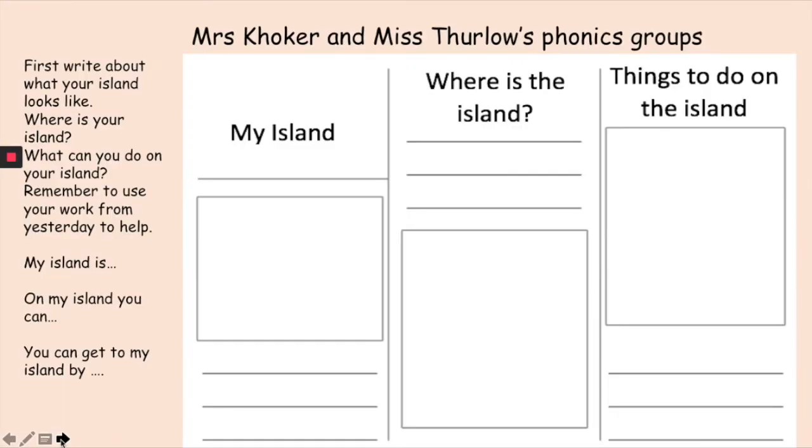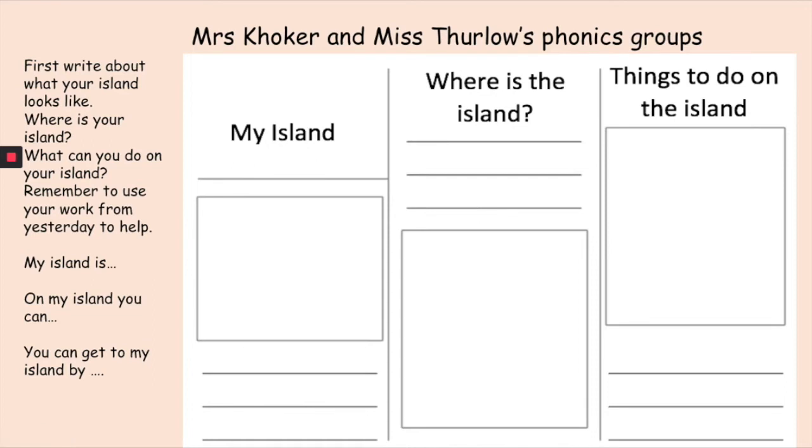So if you are in Mrs. Coker and Miss Thello's phonics group, this is your template. It's already got a title, My Island, where is the island, and things to do on the island. And these big squares are for you to draw your images and your pictures. So first you're going to write about what your island looks like on these lines here. What can you do on your island? Over here, and where is your island over here? Remember to use your work from yesterday to help you for like your list and your adjectives.